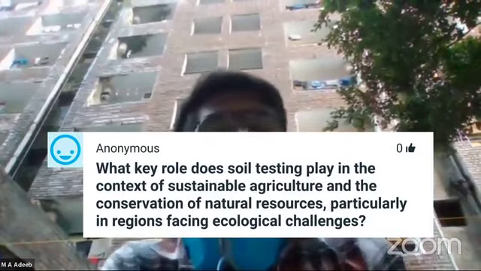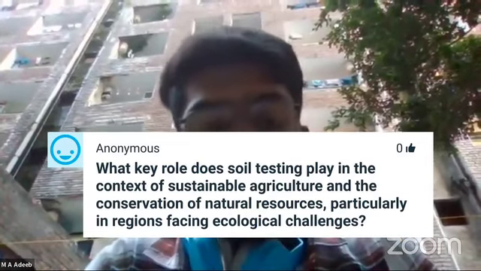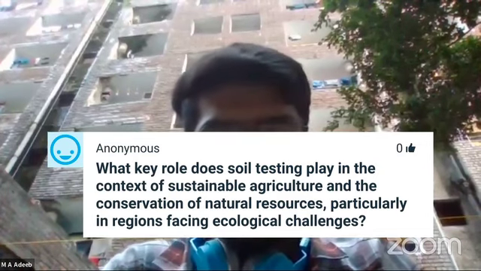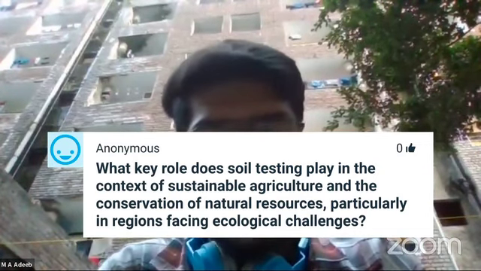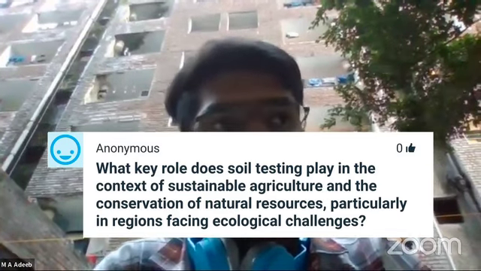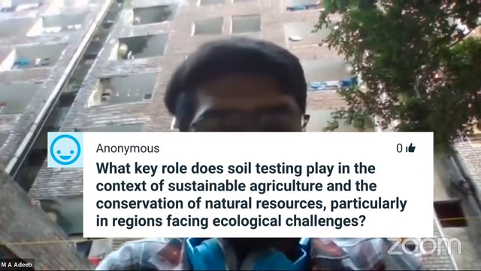And what key role does soil testing play in the context of sustainable agriculture and conservation of natural resources, particularly in regions facing ecological challenges? Yeah, ma'am. Soil testing helps the soil to avoid degradation. Without soil testing, when a farmer cultivates a crop, it leads to soil erosion, microbial death, and soil toxicity. So these are the problems which will be excluded from the soil after soil testing.